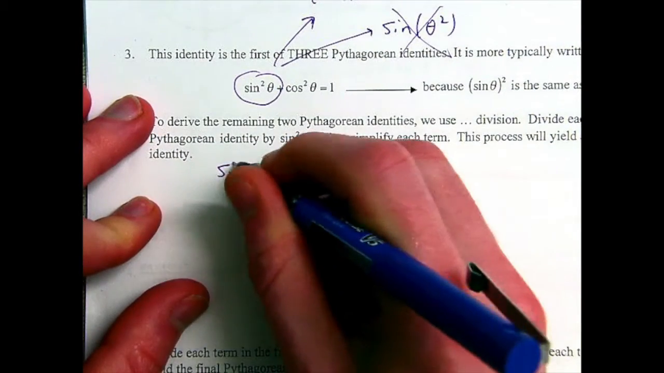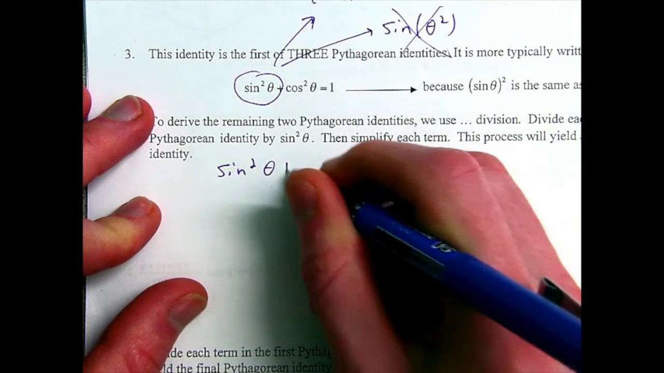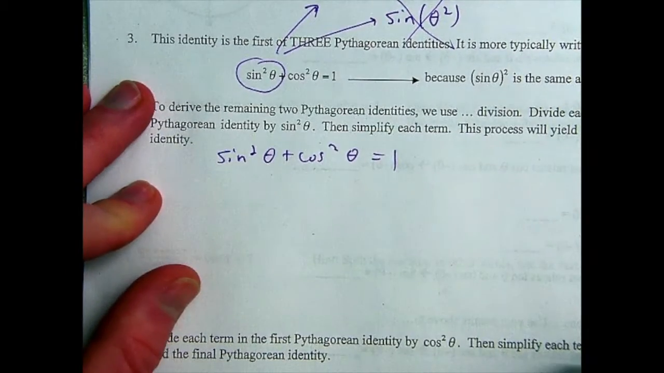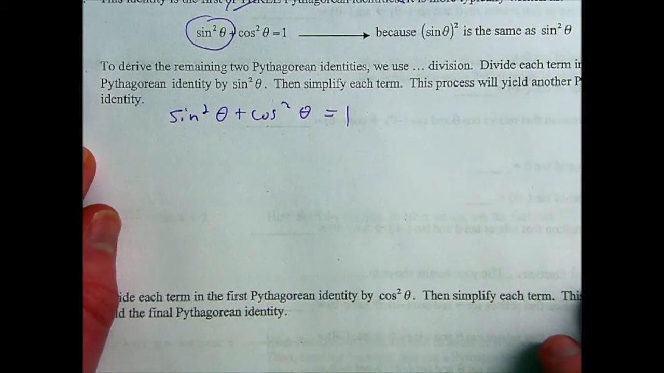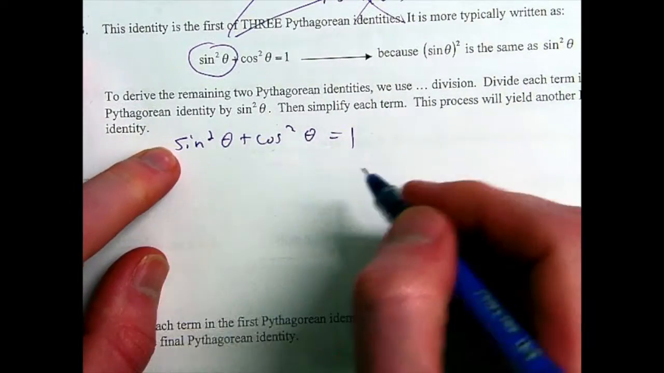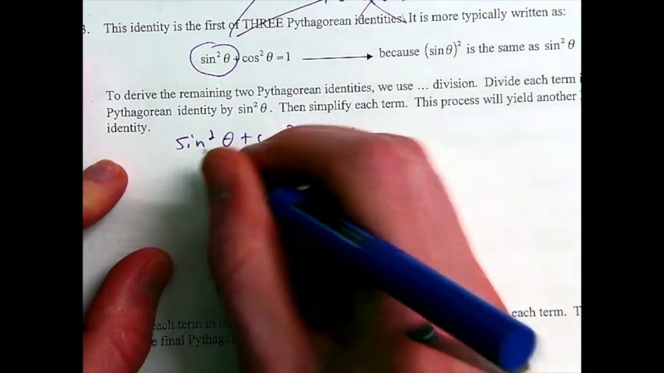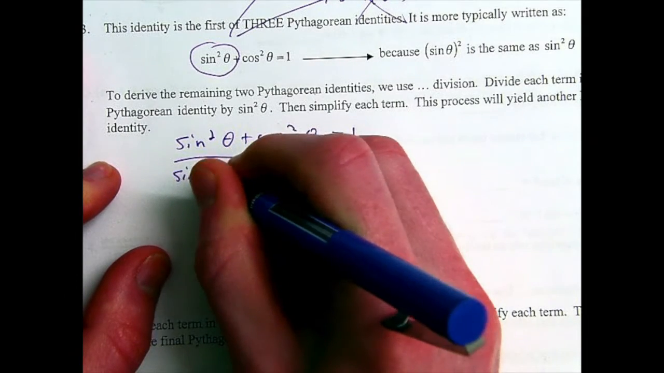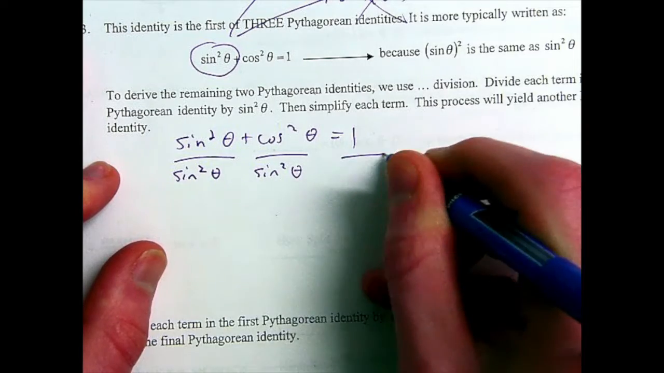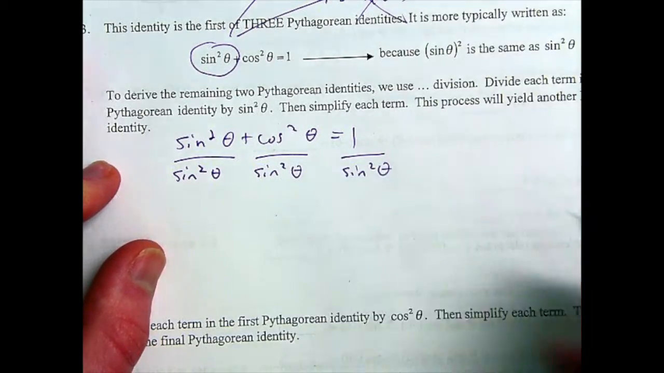Now, to derive the remaining 2 Pythagorean identities, we use division. So let's begin with the original Pythagorean identity, which we just derived. And the instructions are divide each term by the first term, or divide everything by sine squared theta. So if I take this equation and I divide both sides of the equation by sine squared, in other words, I divide everything by sine squared, this is what I get.